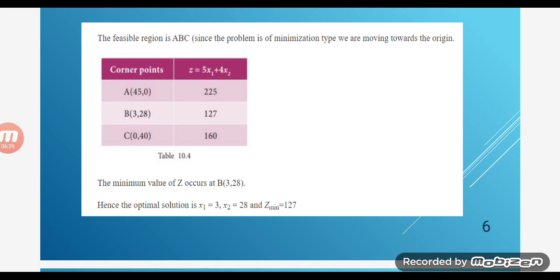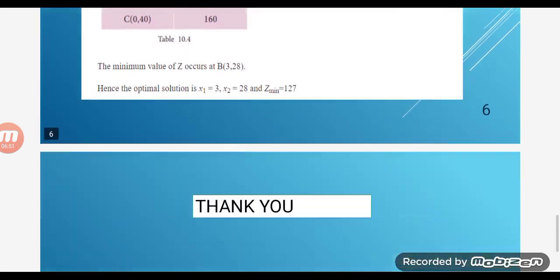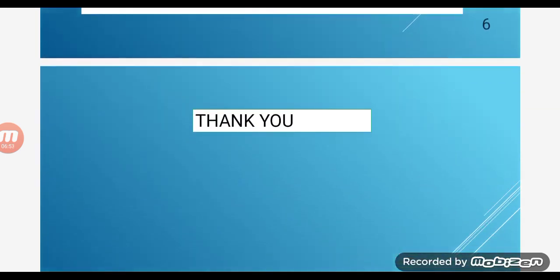Here they are asking about the minimum objective function. Therefore, the minimum value is 127. It is obtained at the corner point 3, 28. Hence, my optimal solution is x1 equal to 3, x2 equal to 28 and z equal to 127. This is how we have to solve an LPP by using a graphical method. Thank you.